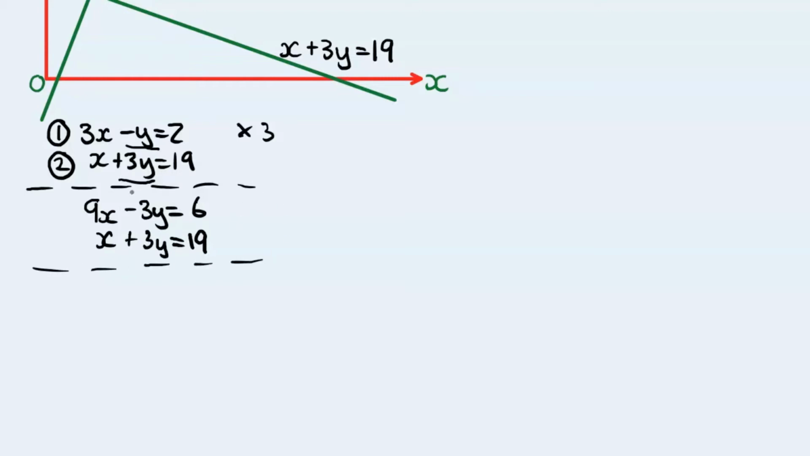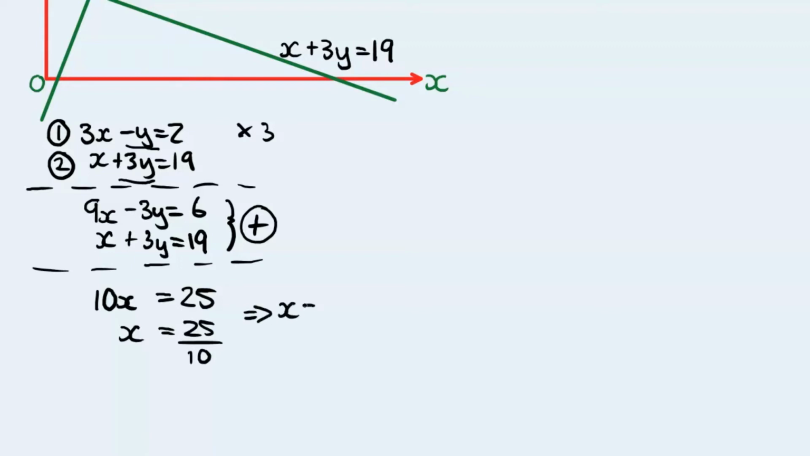Now what we want to do is add them, because we've got a minus 3y and a plus 3y. We can eliminate the y terms, okay? So let's tell the examiner what we're doing. We're going to add both of these together. So 9x plus x, well, that'll be 10x, minus 3y plus 3y, that eliminates. So we have 10x is equal to, so 6 plus 19, well, that'll be 25. Okay, so let's solve this to find x. So we have 25 divided by 10. So this will give us x is equal to 2.5.